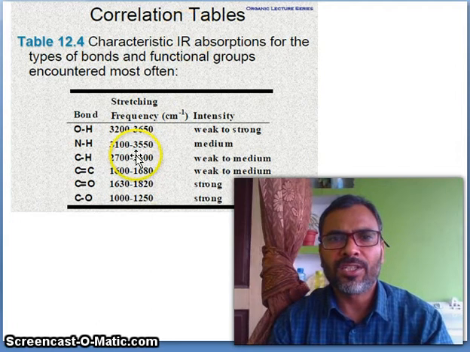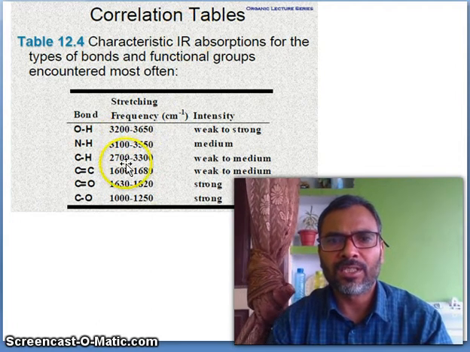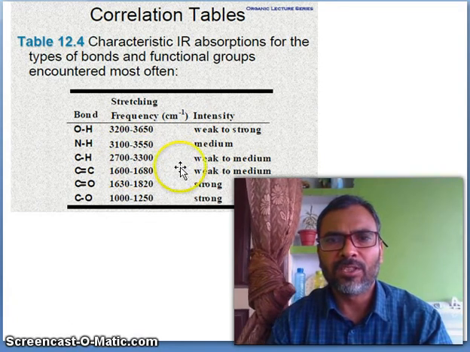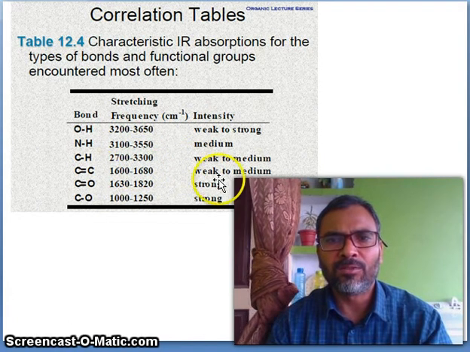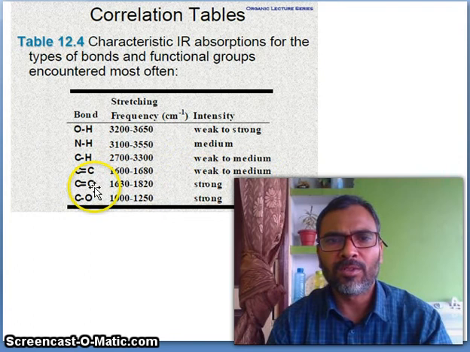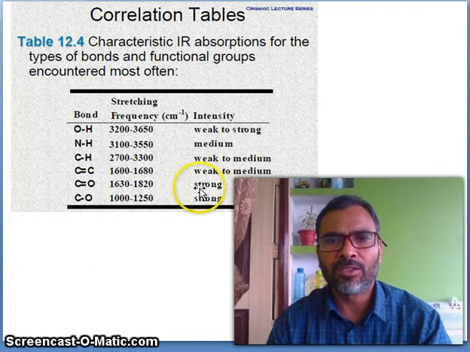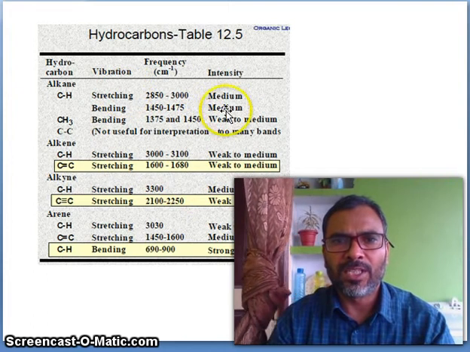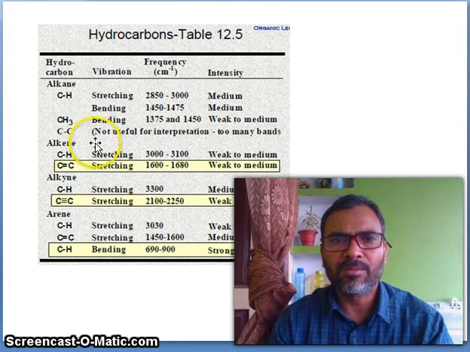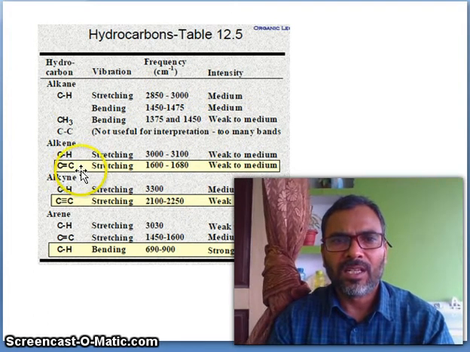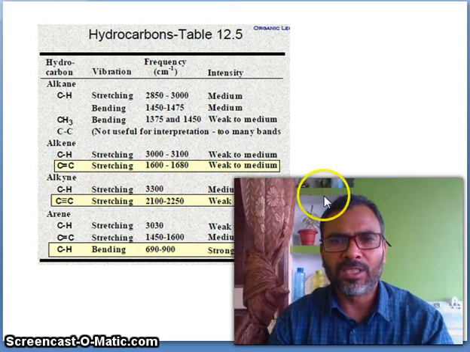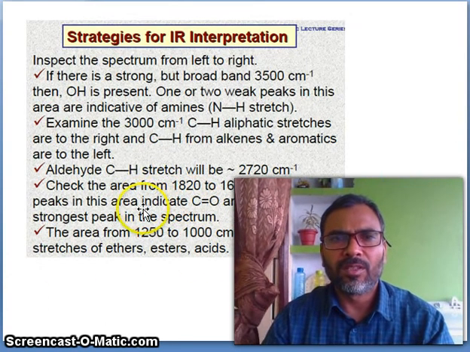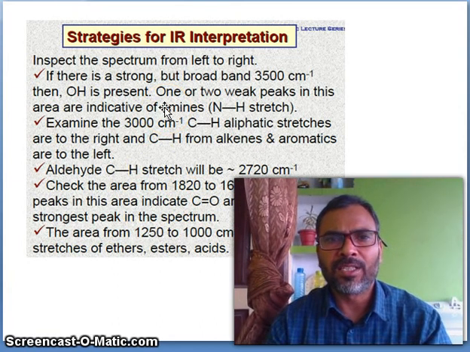This is the correlation table. If we have OH, then this is the range: weak to strong. NH medium, CH weak to medium, carbon-carbon double bond weak to medium, C-O single bond and C=O double bond both are strong. These are also OH medium, CH3 weak to medium, CC and CH double bond weak to medium, and this CH is strong. So how to interpret IR spectra?